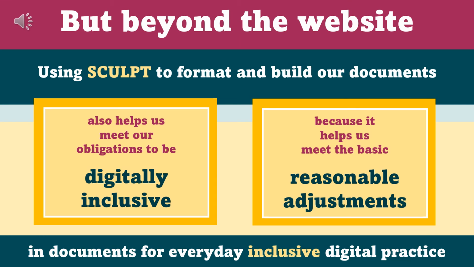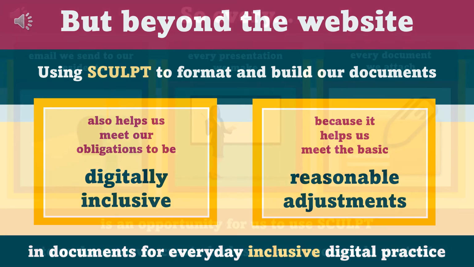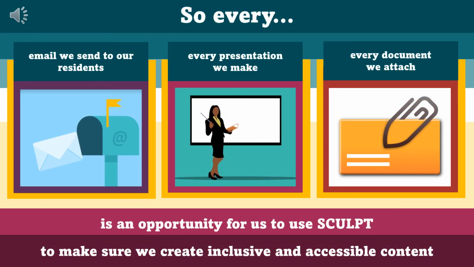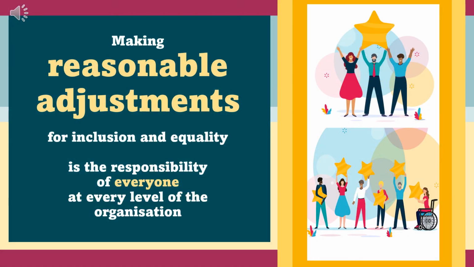But beyond the website, using SCULPT to format and build our documents also helps us meet our obligations to be digitally inclusive, because it helps us meet basic reasonable adjustments in documents for everyday inclusive digital practice. So every email we send to our residents, every presentation we make, or every document we attach is an opportunity for us to use SCULPT to make sure we create inclusive and accessible content. Making reasonable adjustments for inclusion and equality is the responsibility of everyone at every level of the organisation.